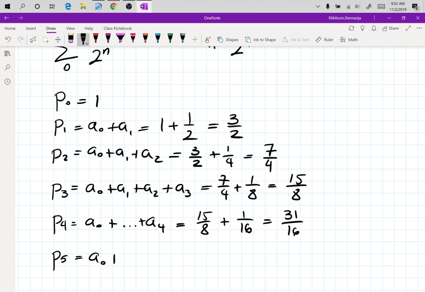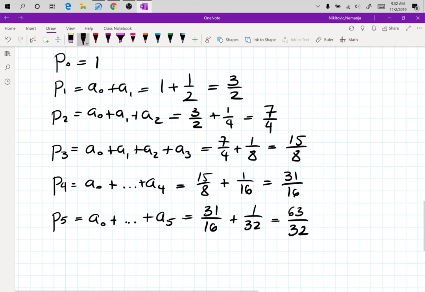P5 is A0 plus ... plus A5. So 31/16 plus 1/32. So now 32 doubles to 62, 63/32. So my Pn, which is the sequence of partial sums, will go forever. Put the 3 dots like that. It will go forever. P6, P7, P8, P9, P1 million, P10 million, P100 billion, and so on. So you can go as far as you want.